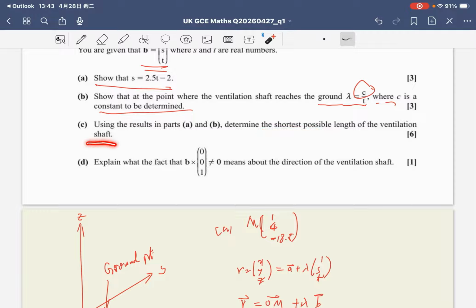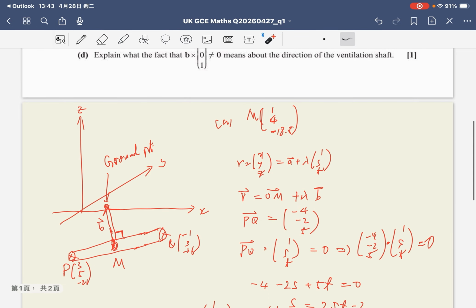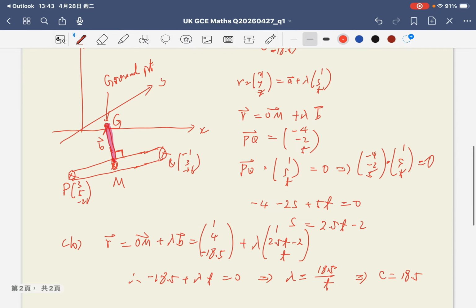Yes. Okay, for part C, using the results of A and B, determine the shortest possible length of the ventilation shaft. Okay, the shortest possible distance should be this distance. Therefore I have to calculate that distance. I call this point G. The distance GM.